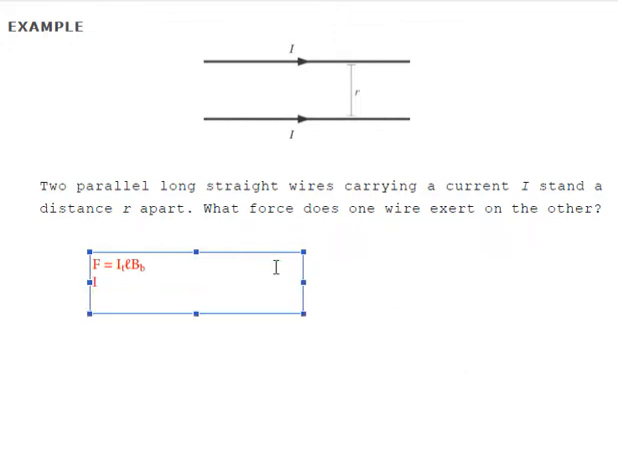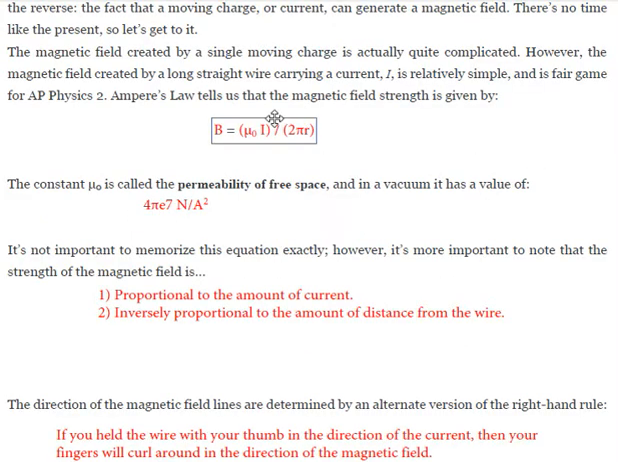Okay, so what do we know? We know that the current running through the top wire is equal to I. All we really know for the length is that it's really, really long, so we can't worry about that just yet. And then the magnetic field that it's in, well, that's going to be generated by the bottom wire. So we know the equation for that. I've got to copy and paste again.